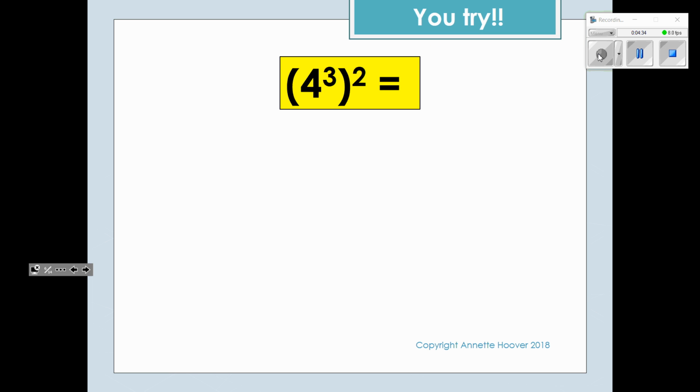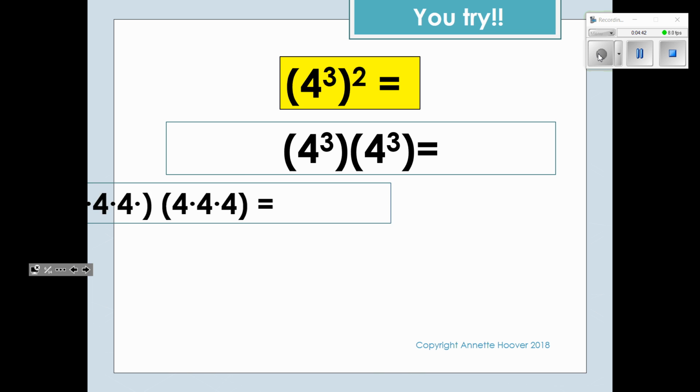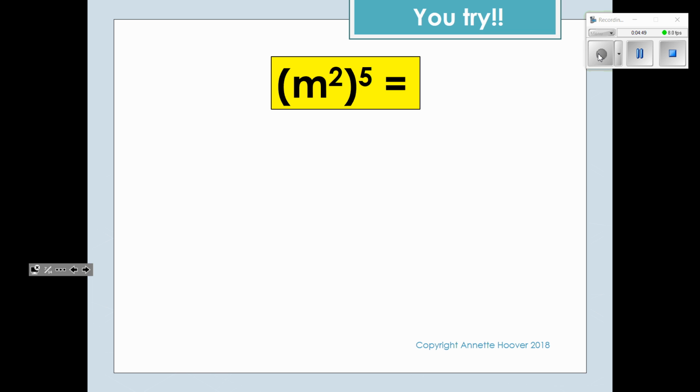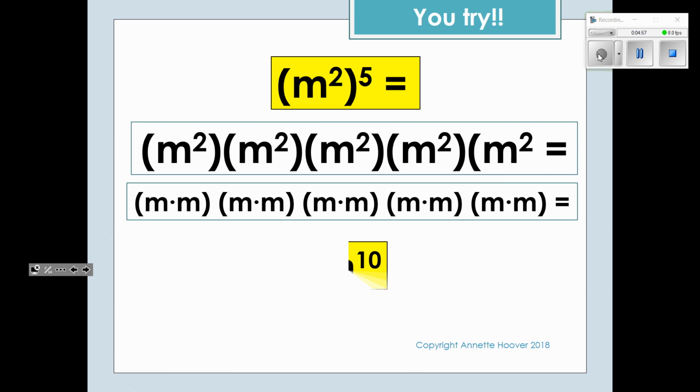What do you think this would be? Think mentally. 4 cubed raised to the 2nd power, or 4 cubed squared, would be 4 to the 6th power, because you have to multiply 4 times itself 6 times. M squared raised to the 5th power, think about it. It would be m to the 10th power.